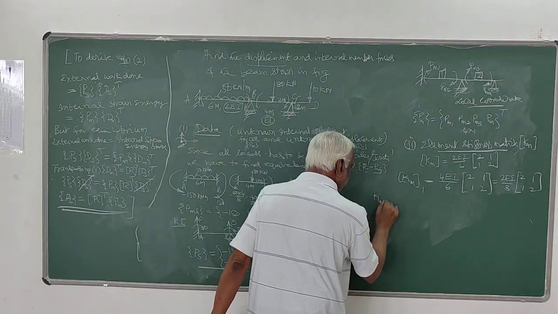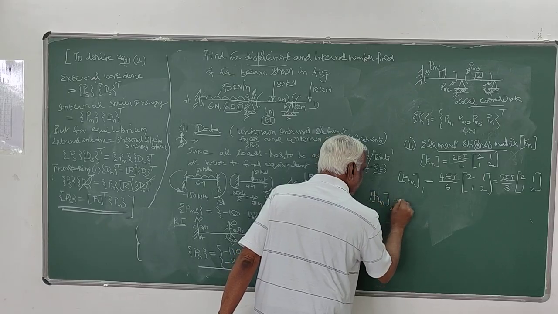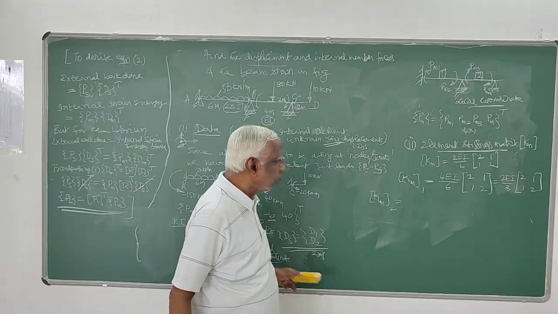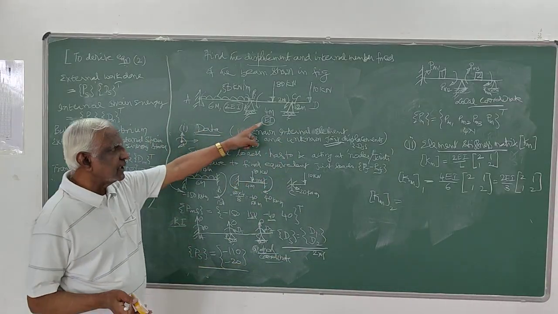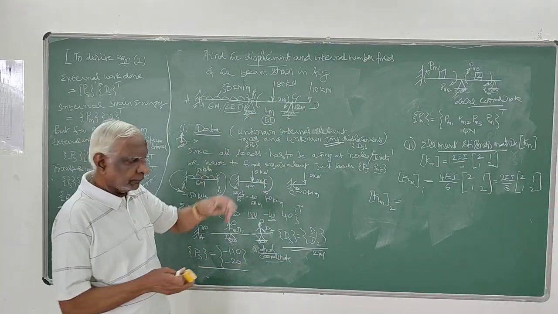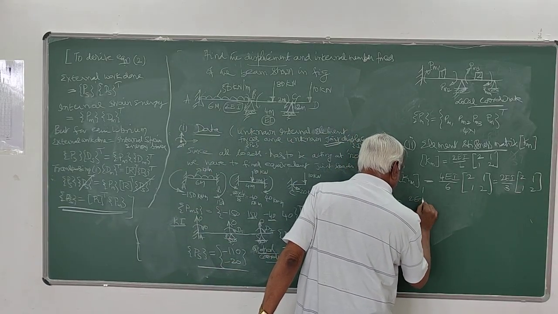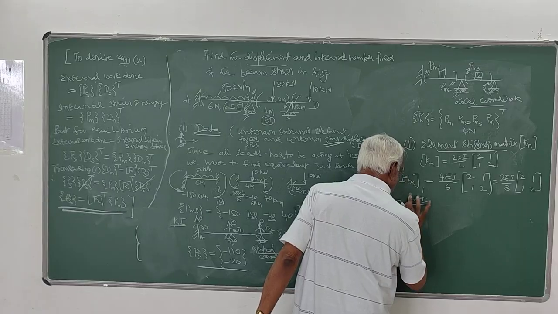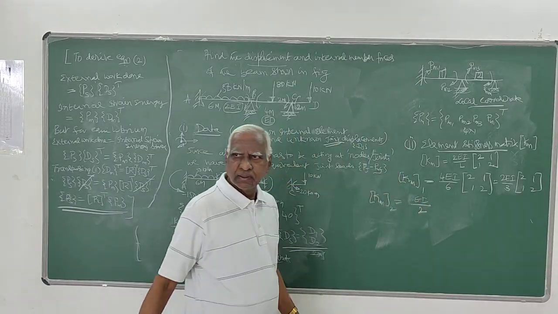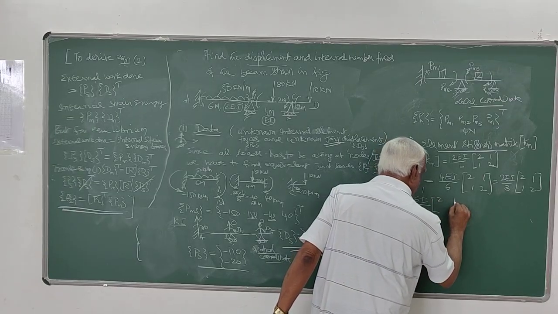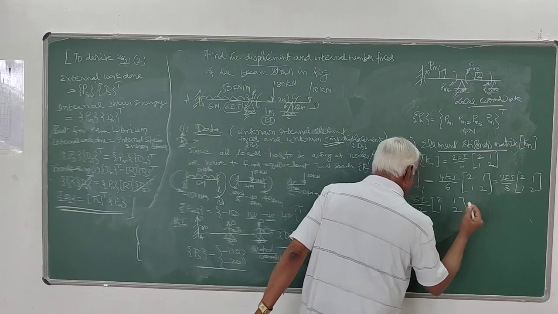Then Km2, member 2, it is again 2EI by L times the matrix 2, 1, 1, 2. For the second member, L is 4 meters. It is 2 into EI, 2EI divided by 4, that is EI by 2, times the matrix 2, 1, 1, 2.